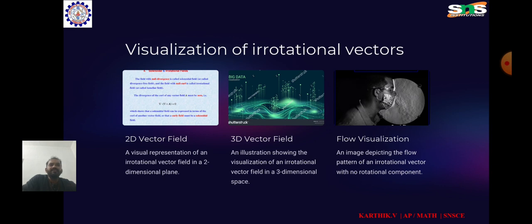3D vector field. In a 3D vector field, you can use arrows to represent the vectors at various points in space. Similar to the 2D case, an irrotational vector field will have arrows pointing in smooth non-curling patterns throughout the space. Flow visualization. One common method is to release particles into the flow and trace their paths over time.